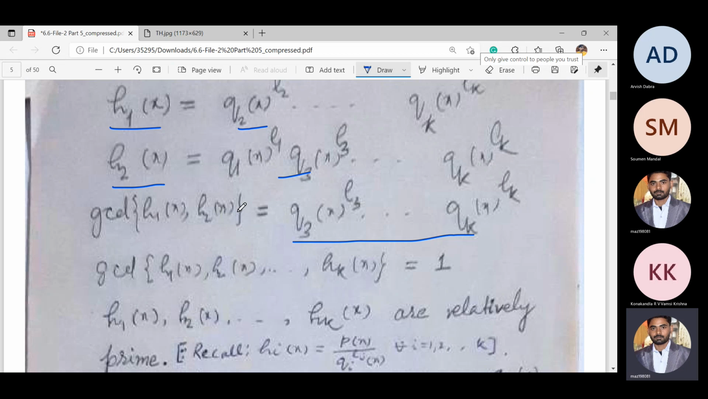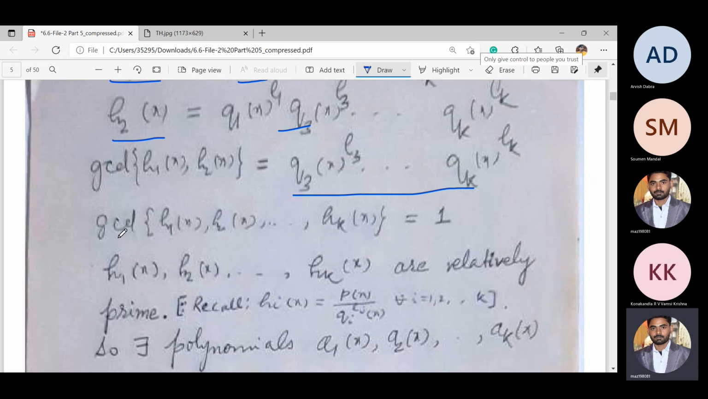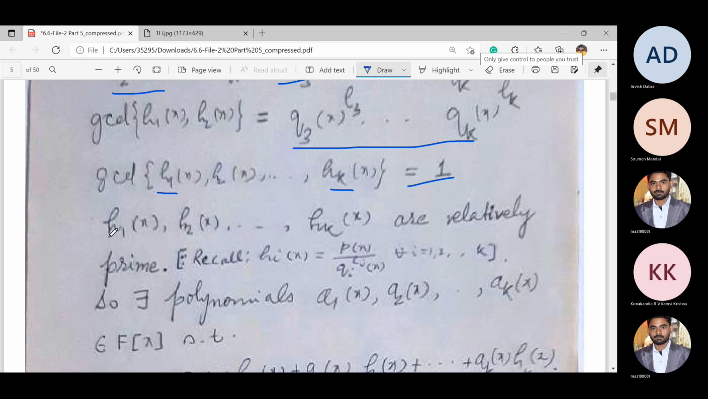Similarly, if we define h1, h2, up to hk, then h1 does not have the factor of Q1, h2 does not have the factor of Q2, and hk does not have the factor of Qk. In the similar way we get the GCD of all these h1, h2 and hk equals 1. So this implies that h1, h2 and hk are relatively prime.